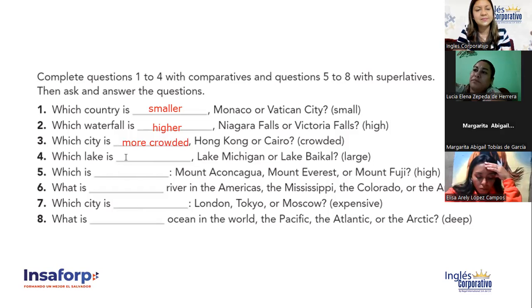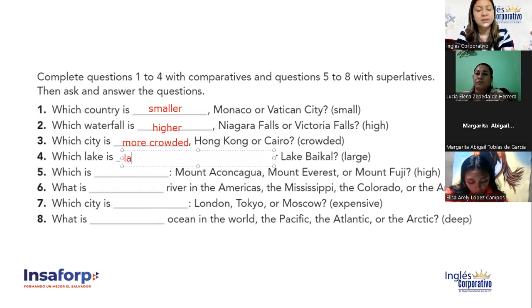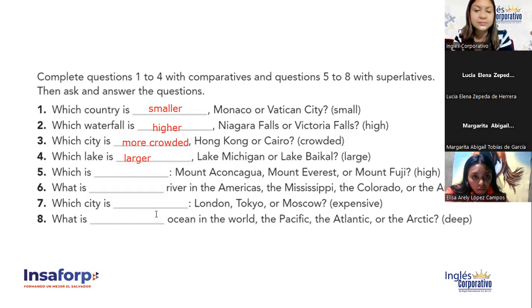Which lake is larger? Lake Michigan or Lake Baikal? I don't know. Google it. Lake Michigan. You can write the exact question on Google. And it's Lake Michigan. It's the largest by surface area at 45,300 square miles. And Lake Baikal is just twelve thousand two hundred forty-eight.